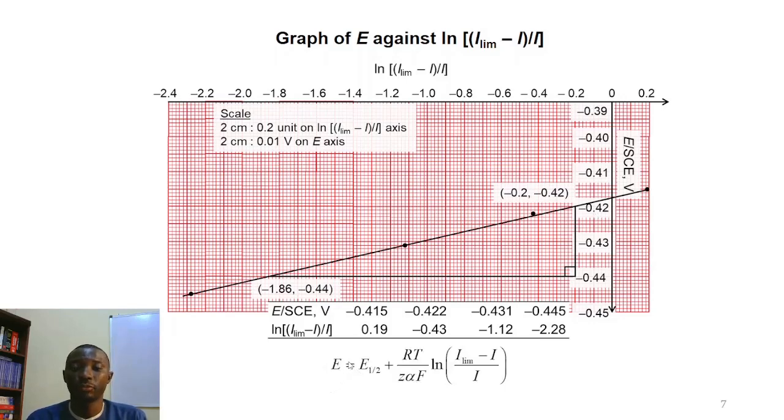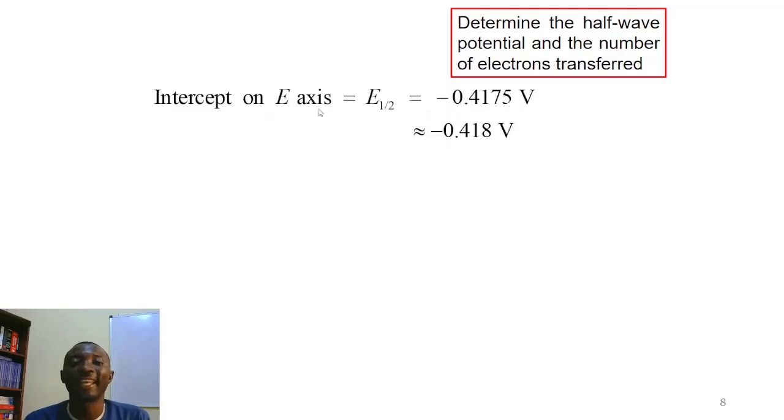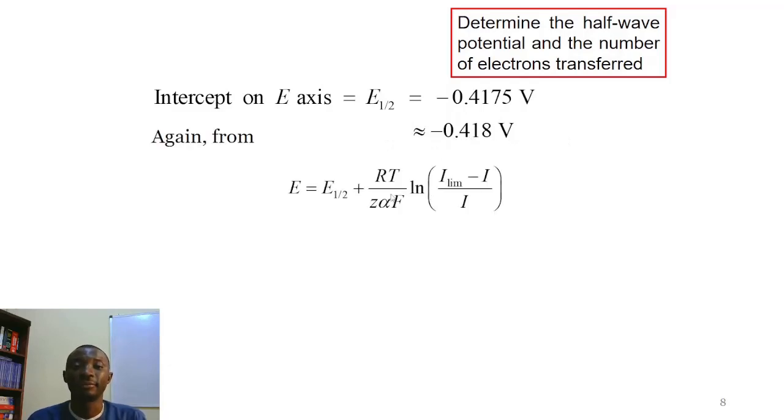Based on this equation, which we've plotted this data, the reversible equation, this is the intercept on the E-axis, which is this, and this is the gradient. So it says determine the half-wave potential and the number of electrons transferred. So the intercept on the E-axis, E half, is equal to negative 0.4175, which can be approximated to negative 0.418. That is the E half.